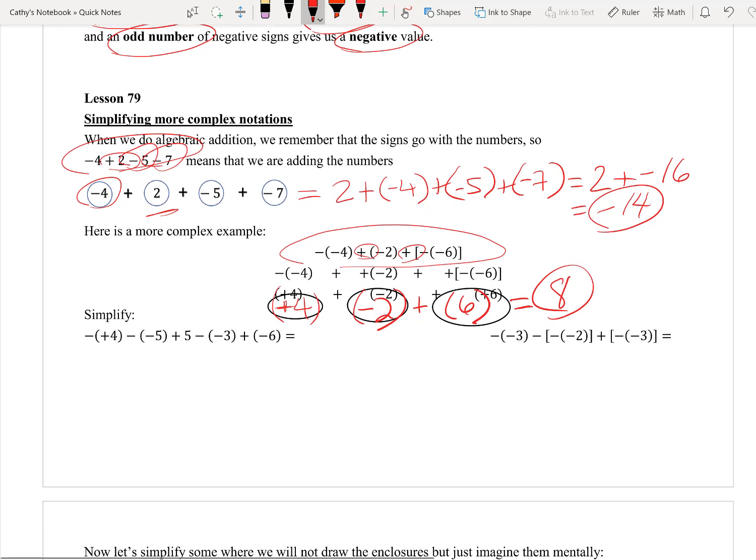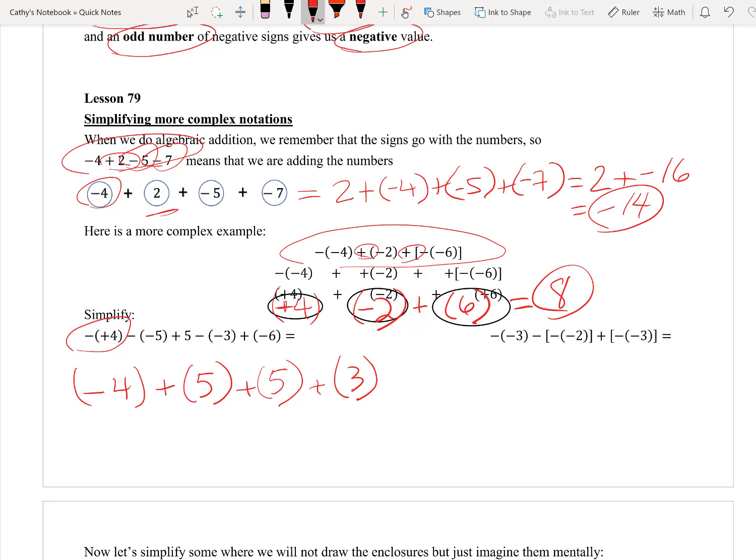All right, so let's just look at this next example. The first thing you have here, the 4 has a positive and a negative sign in front of it, so just one negative makes it a negative 4. The 5 has 2 negative signs in front of it, so that's even, so that's a positive 5. The next 5 is also positive, it just has a plus sign in front of it. And then the 3 here has 2 minus signs in front of it, so that's even, so it makes it a positive 3.